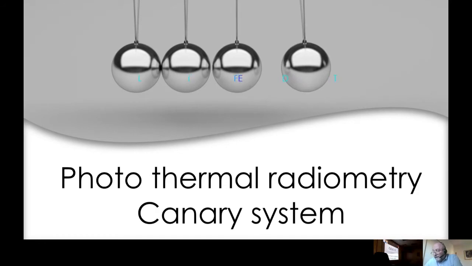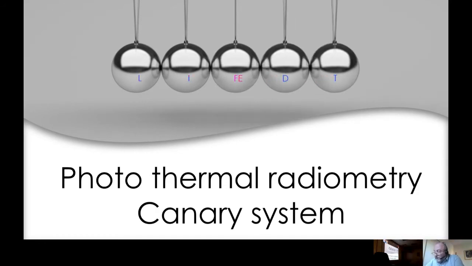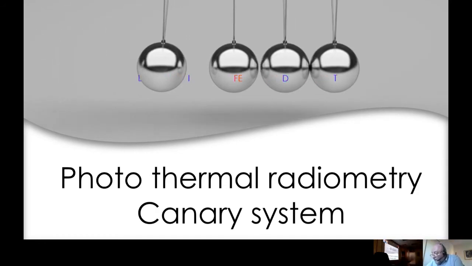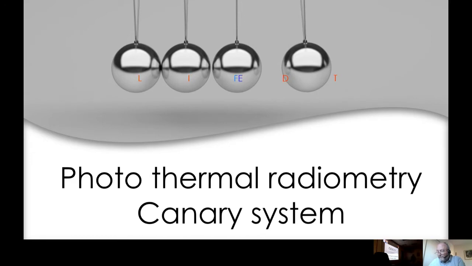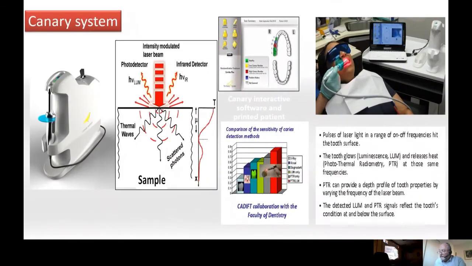Concerning the Canary system, which is based on photothermal radiometry, combining laser and camera, in detail, what can be said? Yes, the Canary system is a pulsed laser-based system that uses a camera and a combination of heat and light detection and quantification. It putatively examines the crystal structure of teeth and maps carious lesions.